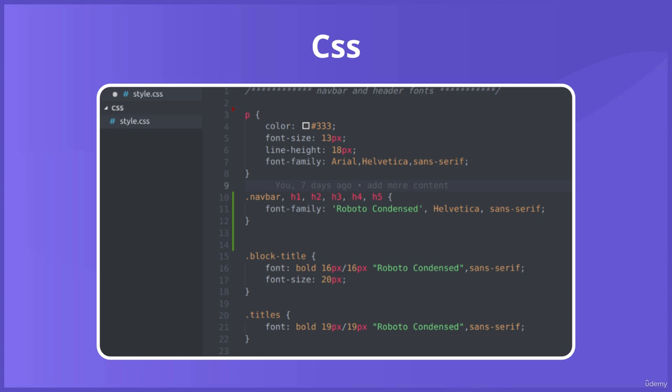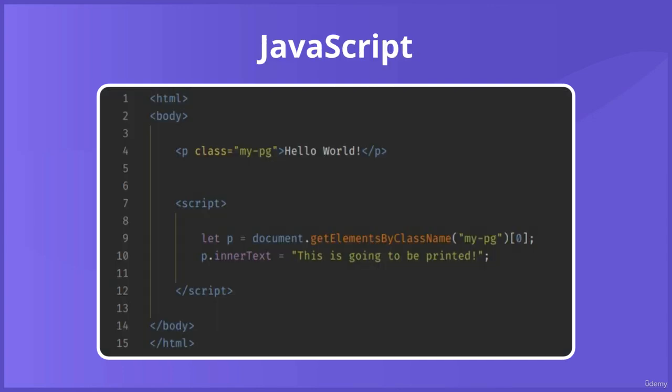Then we've got CSS, which stands for Cascading Style Sheets. CSS controls the presentation and the layout of a web page. So here you see an example of CSS. And we've got JavaScript. JavaScript adds interactivity as well as dynamic behavior into a web page. Here's an example of JavaScript.